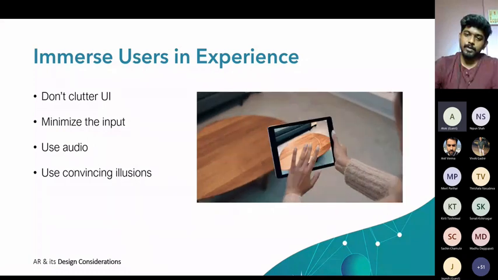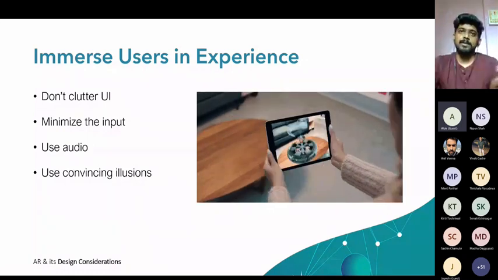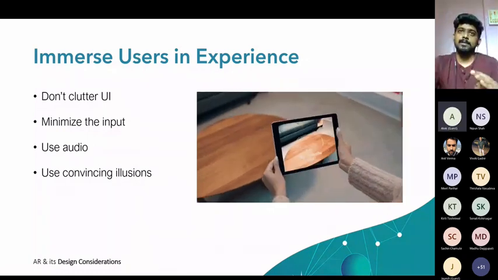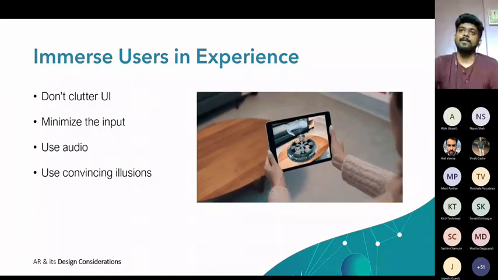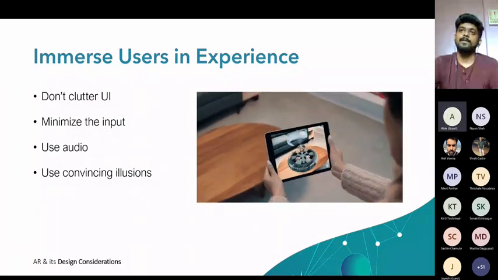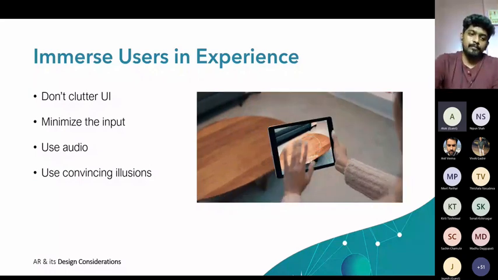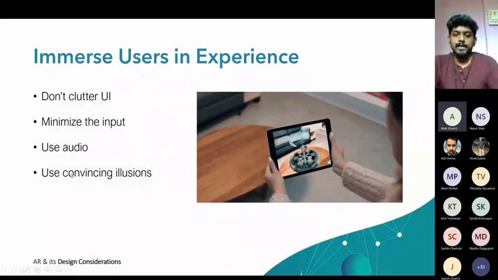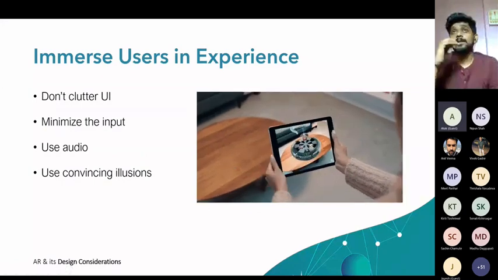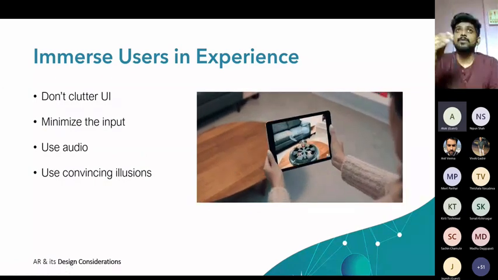So we might want to consider giving minimal options, like if he wants to place something on a table, or if he wants to zoom in, zoom out, we should give a sheet primarily, or we could just give onboarding screens for that, right? Or we could just use audio. Okay. And using convincing illusions is another thing that the user appreciates.